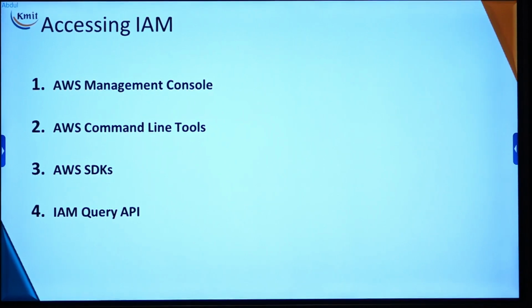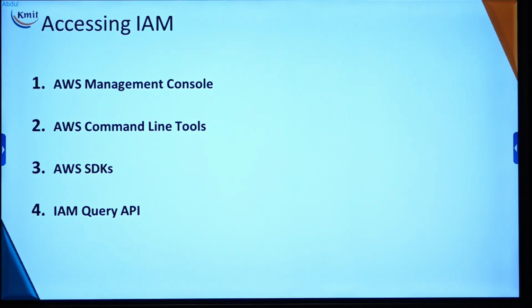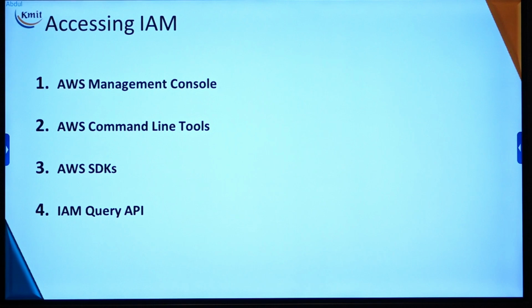Next is the AWS command line tools. You can use the AWS command line tools to issue commands at your system's command line to perform IAM and AWS tasks. Using the command line is faster and more convenient than the console. Command line tools are also useful if you want to build scripts and perform AWS tasks. AWS provides two sets of command line tools: the AWS Command Line Interface, that is AWS CLI, and the AWS Tools for Windows PowerShell.